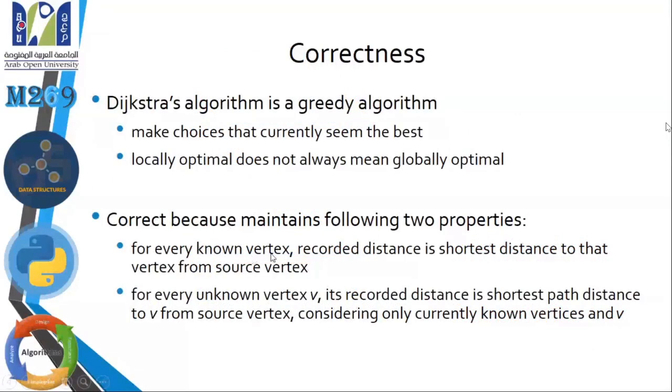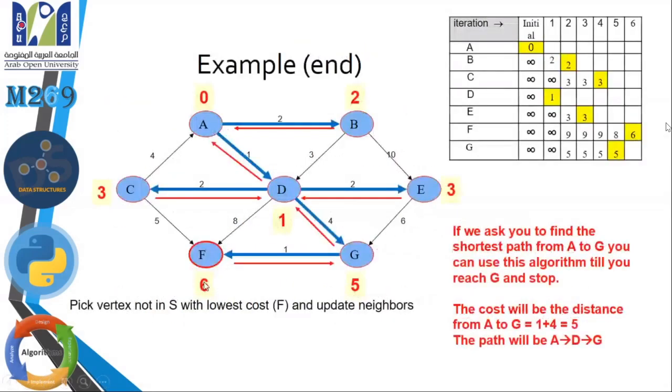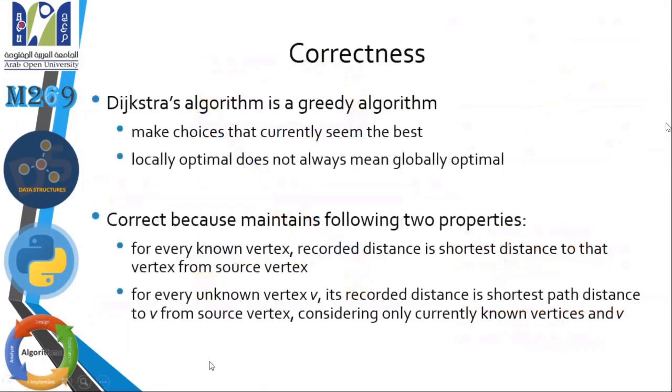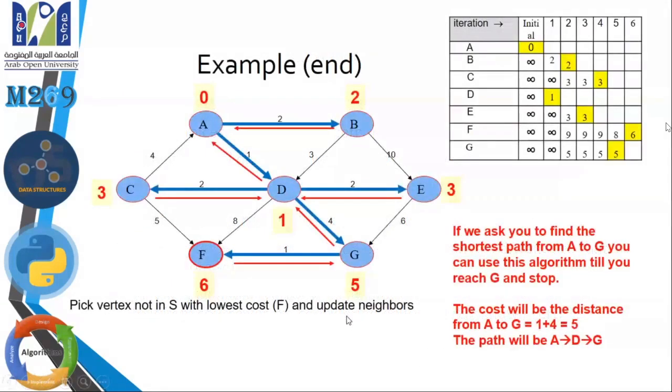For every known vertex in the city, the recorded distance is the shortest distance from the source. Be careful here, all the time, that number is from the source, and so on. For every unknown vertex, its recorded distance is the shortest path distance to V from the source vertex, considering only currently known vertices. Rarely, you find a case where a city is not connected to the others.